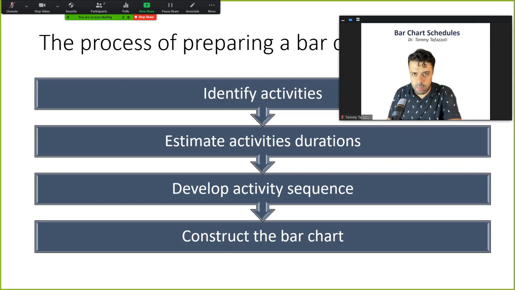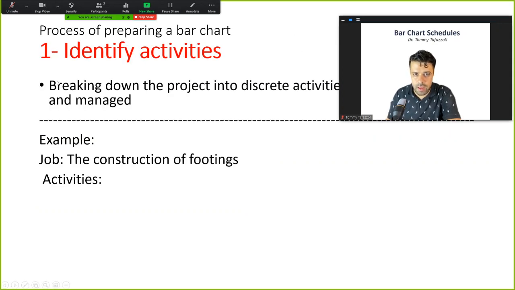All right, and once you have the sequencing of activities, you're good to go for constructing the bar chart. In fact, the pieces of information that are important to make a bar chart are defined activities, defined durations, and defined sequencing. You should know all the dependencies between different activities before you can create a schedule.